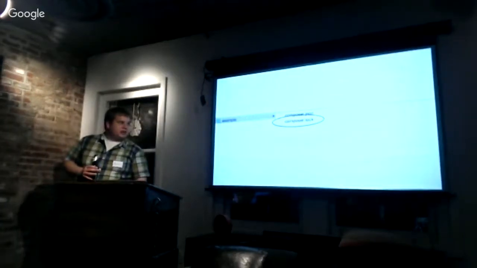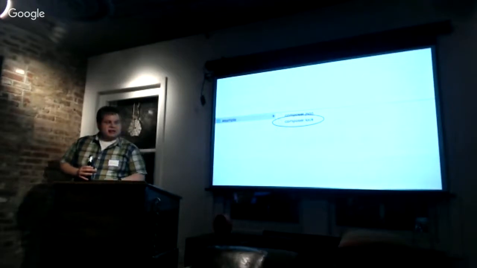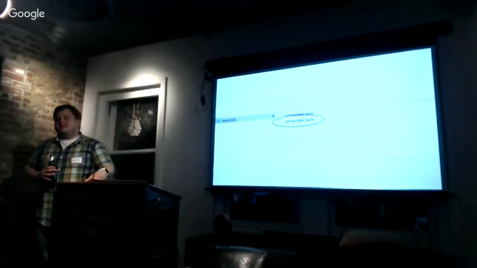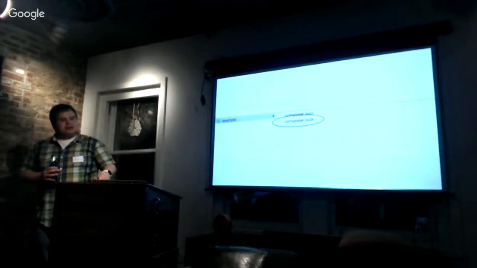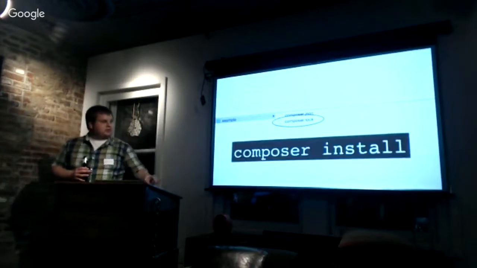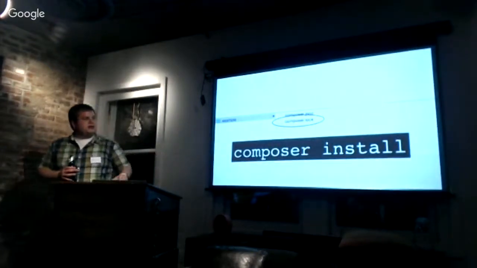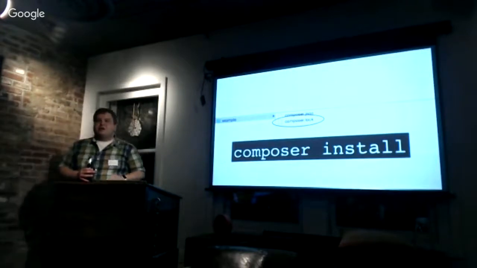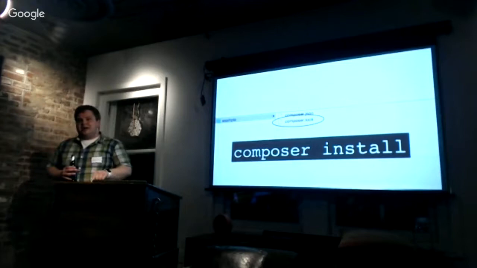So the other file that I mentioned that was generated is the composer lock. And what that does is that it actually locks your dependencies that are in your vendor folder, which I'll mention here in a minute, to a very specific version. So every time you run composer install, it will look at the composer lock file and install the specific version of that application.